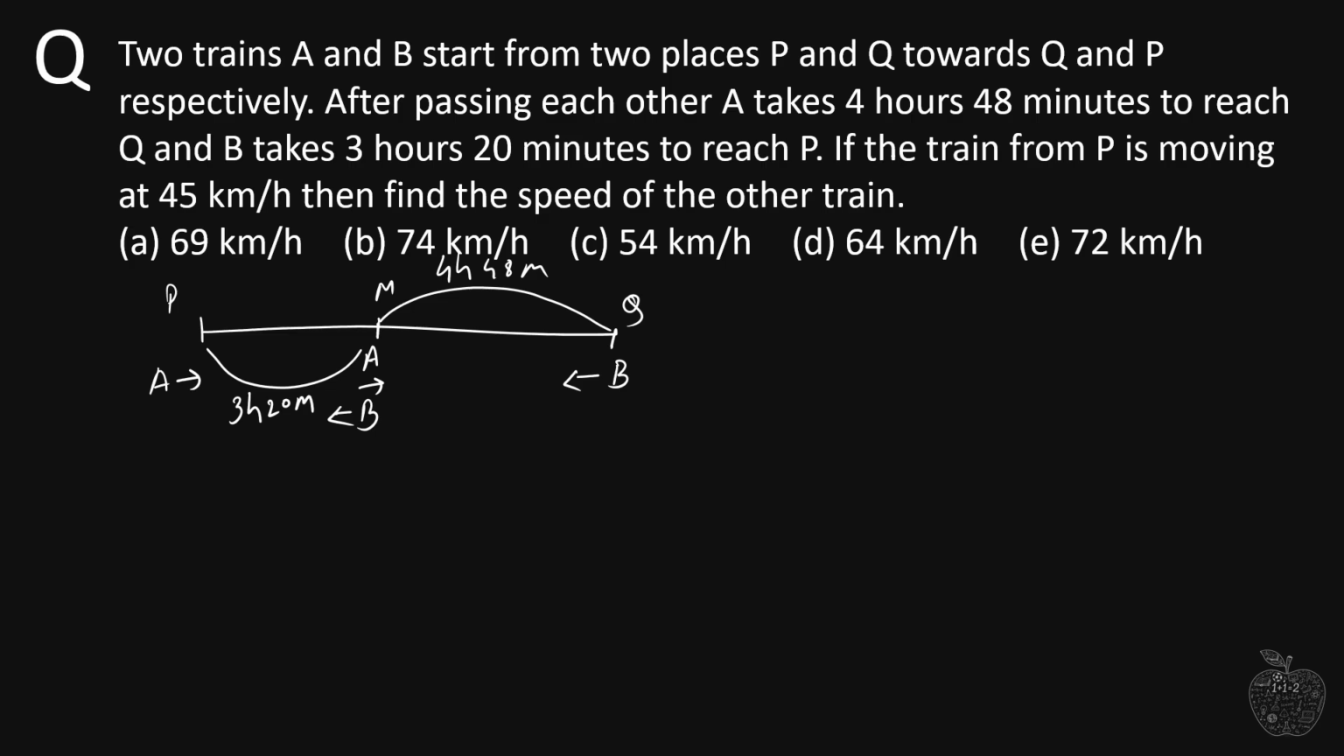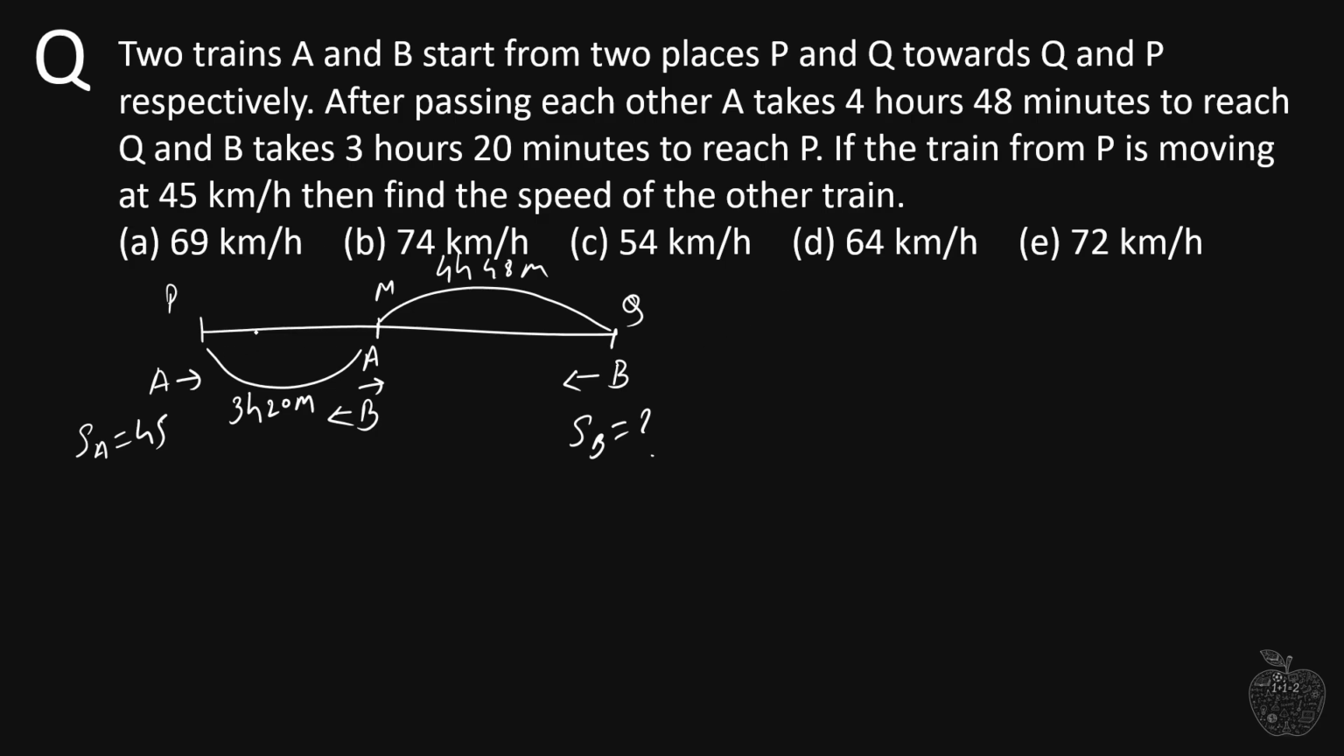Alright. Now if the train from P is moving at 45 kilometers per hour, then find the speed of the other train. So we are given the speed of train A, which is 45, and we have to find out the speed of the other train. Let's call it SB. Now I will quickly solve this question using a particular formula, and after that I will tell you the concept behind this formula.